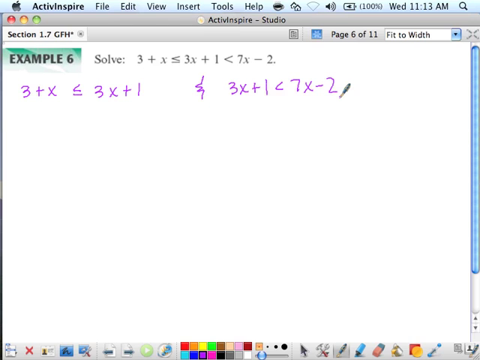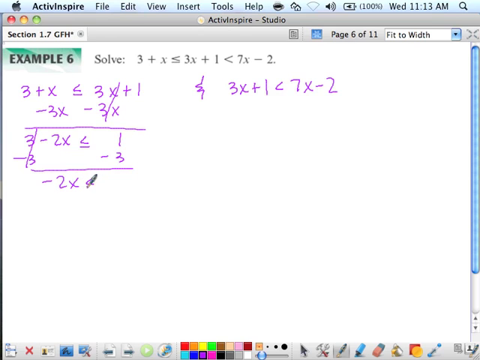Solving the left side, I'm going to move my variables to the left. And that gives me 3 minus 2x is less than or equal to 1. Now if I subtract 3 from both sides, I have negative 2x is less than or equal to negative 2. And when I divide by negative 2, I have to remember to flip the inequality sign. So it reverses to become x is greater than or equal to positive 1. So there's part of my answer. I know that x has to be greater than or equal to positive 1.